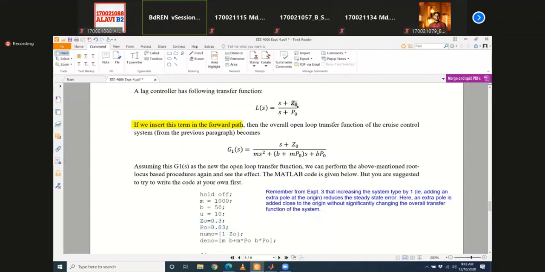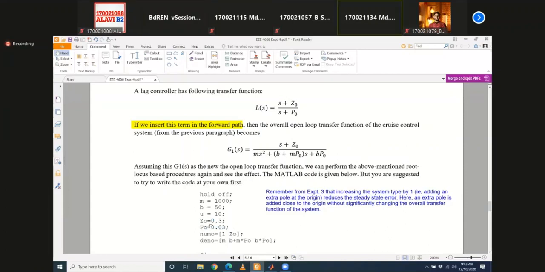If you make z naught equal to p naught, for example, that means we are not actually doing anything to the system. We're just adding a 1. Yes, sir. So that's also a thing we have to look out for. You have to choose a balance so that z naught is much higher than p naught. That means it's not close to p naught. But you also have to ensure that the overall system transfer function doesn't change much. So do these two values fulfill those conditions?